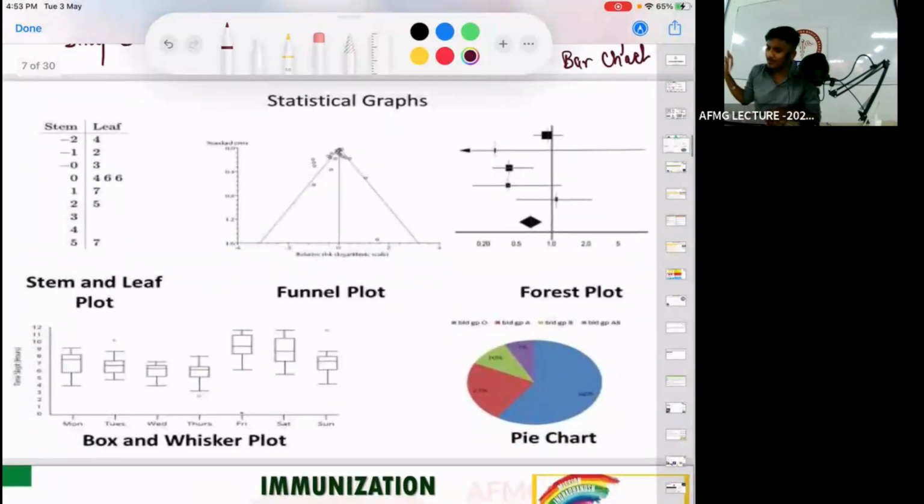Next, just remember these names. That is what is important. They don't ask you to calculate. Even for identification, a question has come only once or twice from these. A pie chart has come. The rest they have asked only once or twice.